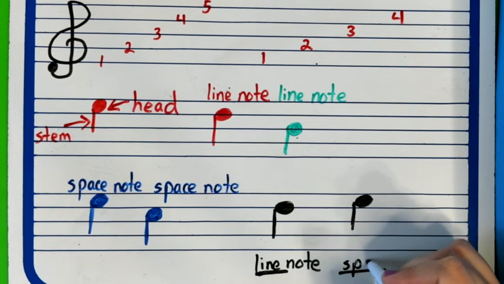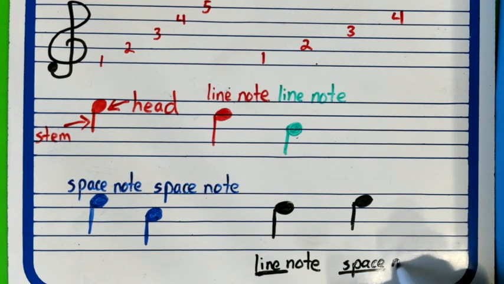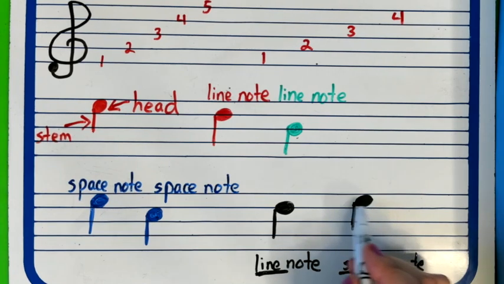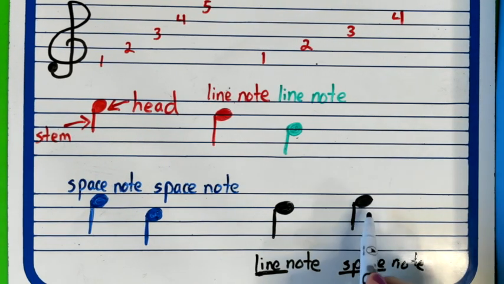Yay! So those of you that got space note, good job. It is not, the staff lines are not going between the head of the note. So we cannot call this a line note. The lines are actually going on top and below the head of the note. So this is very important that you know if notes are either line or space notes for our next part.